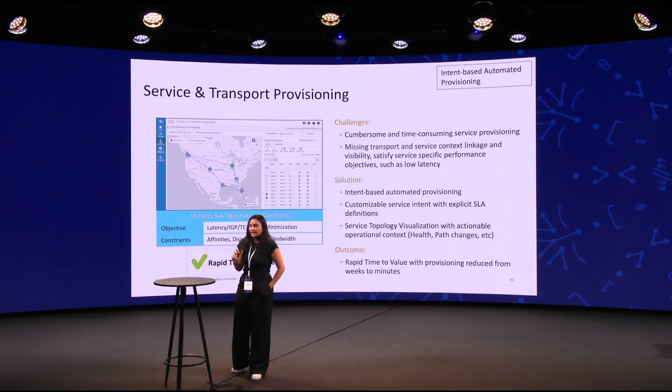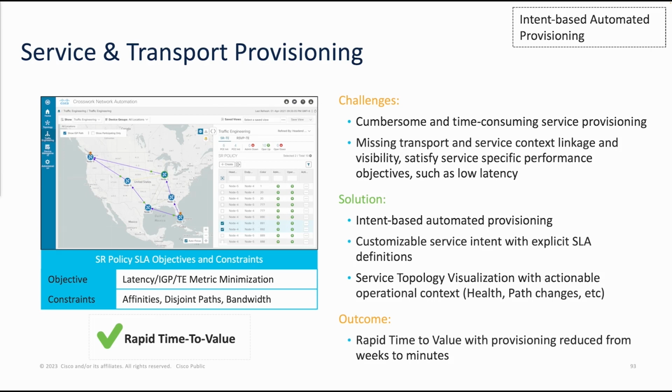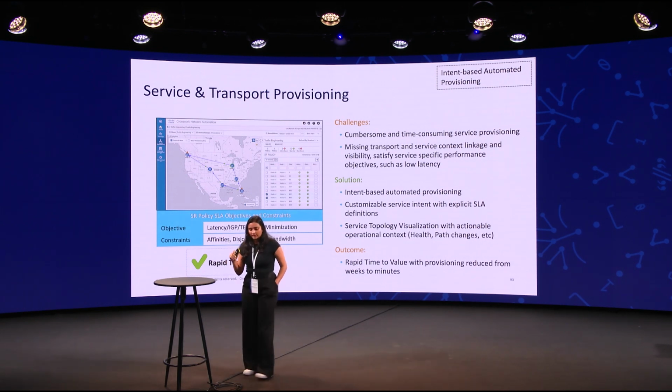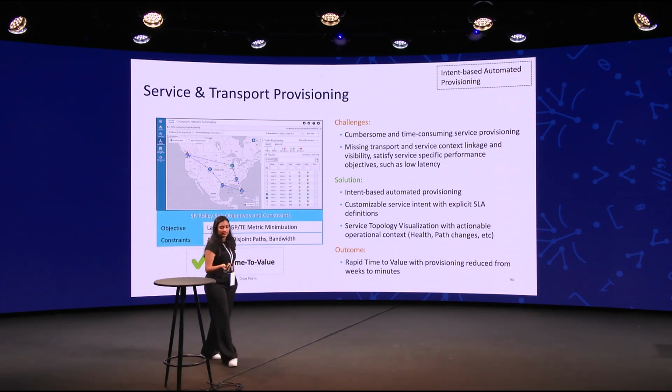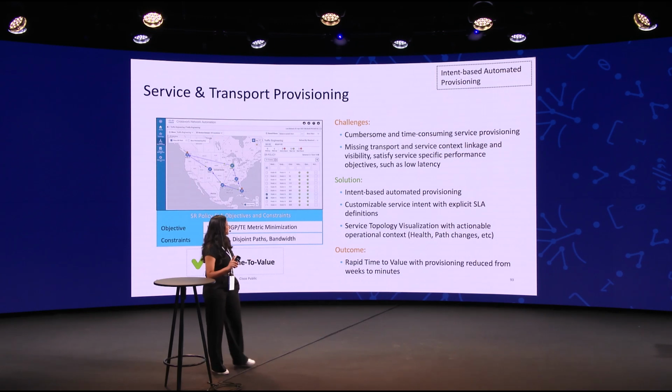Okay. The second one, and this is where NSO kind of really shines, is service and transport provisioning. We know even from today's presentations that service provisioning and transport provisioning is cumbersome, time-consuming, and error-prone, there could be a lot of changes, and in most cases, if you have traffic engineered transports underneath, there's a missing context linkage between service and transport, which leads to you not actually being able to see what's happening in your network, or not being able to see the health of everything that's affecting your service in the network. And I'm going to talk about service health also in just a minute.